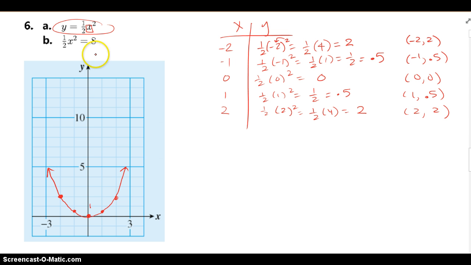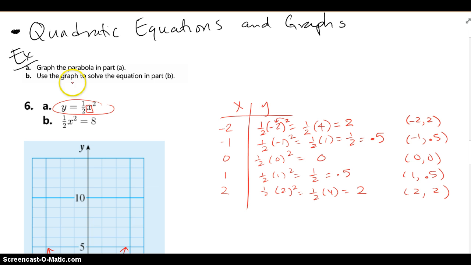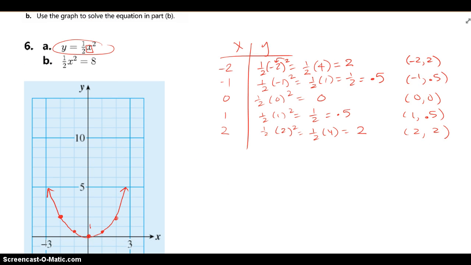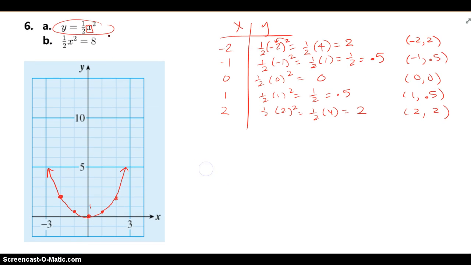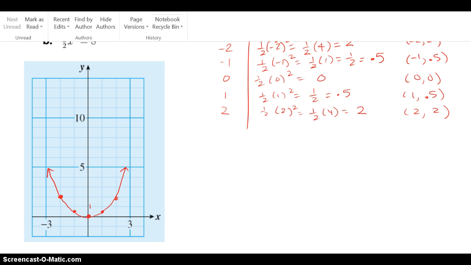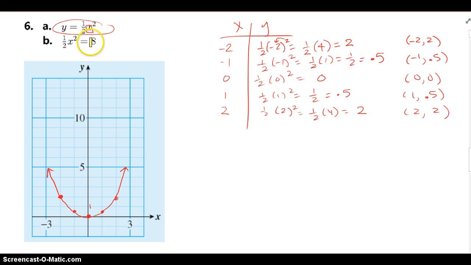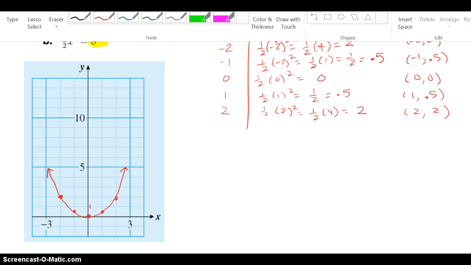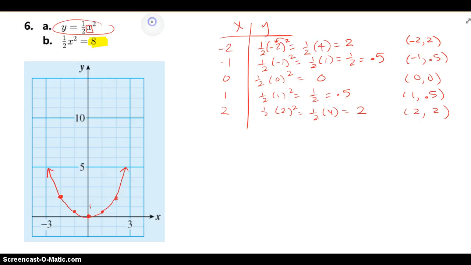Now the next part says use your graph to look at what the solution to this equation is. Use the graph to solve part B. Now part B tells me when this parabola is going to have a y value of +8. So I have to go to the y-axis and look at when the y-axis becomes +8 and hit my graph. So 6, 7, 8, that's a y value of 8.